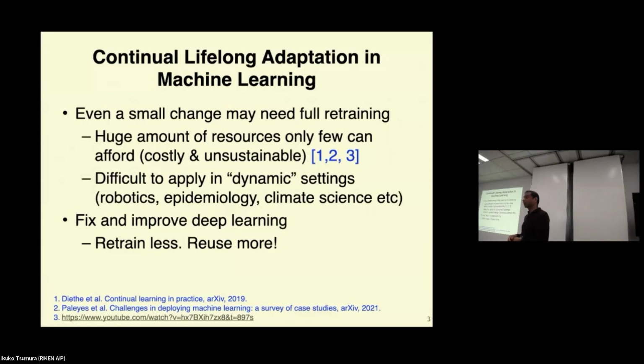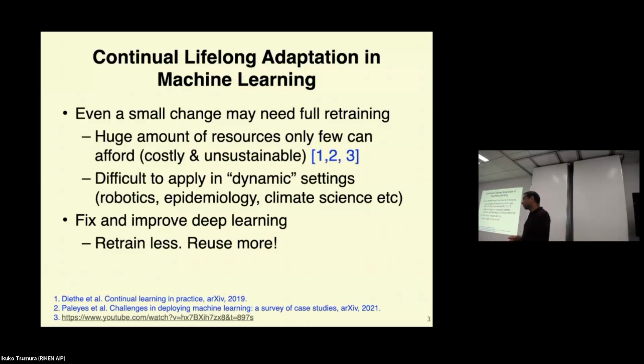We want to be able to apply deep learning models to more dynamic problems where things are changing on a day-to-day basis, like during the pandemic, or to understand climate change. We need methods where the knowledge can be updated over time, slowly, right?